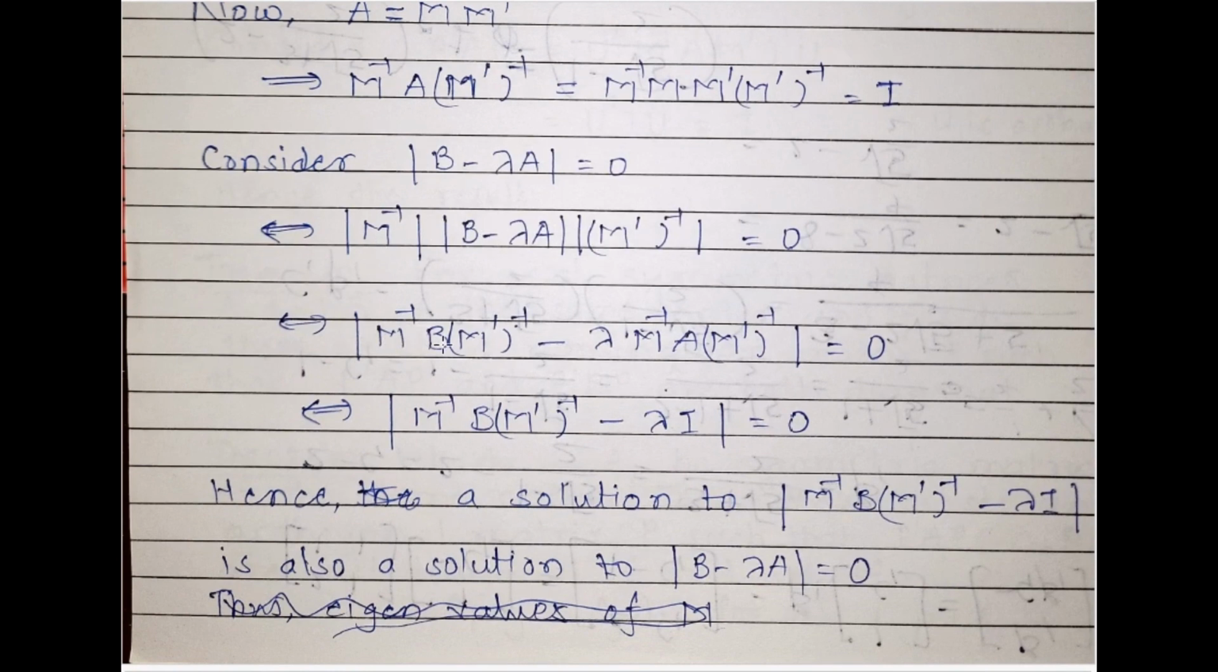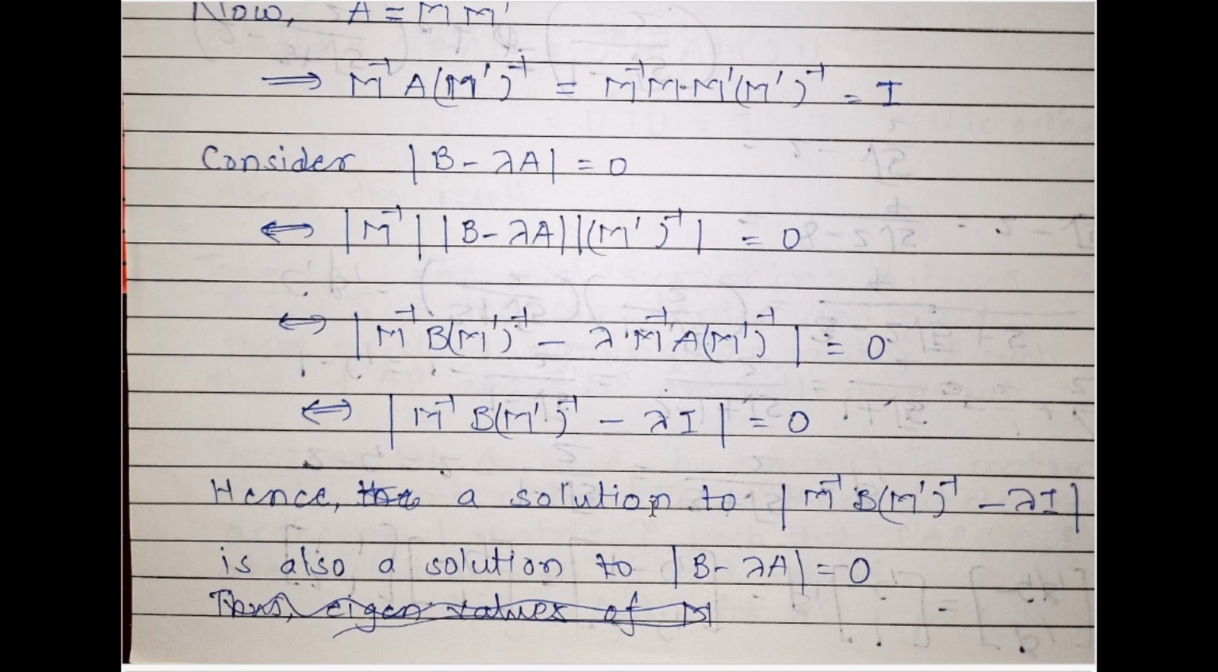Now we have a product of determinants on the left hand side, so we can take this inside. The first term will be M inverse B M dash inverse, and the second term, lambda being a scalar, will be kept aside. The second term will be M inverse A M dash inverse. Now notice that this M inverse A M dash inverse is already an identity matrix. We have shown this. So this will be M inverse B M dash inverse minus lambda I.